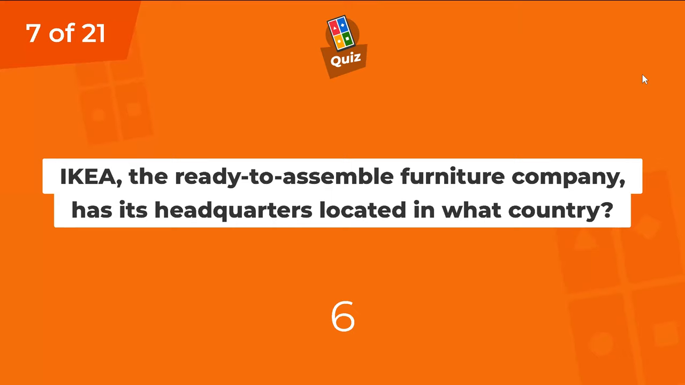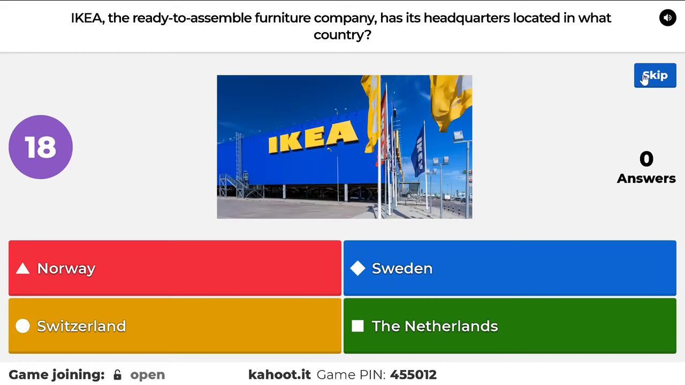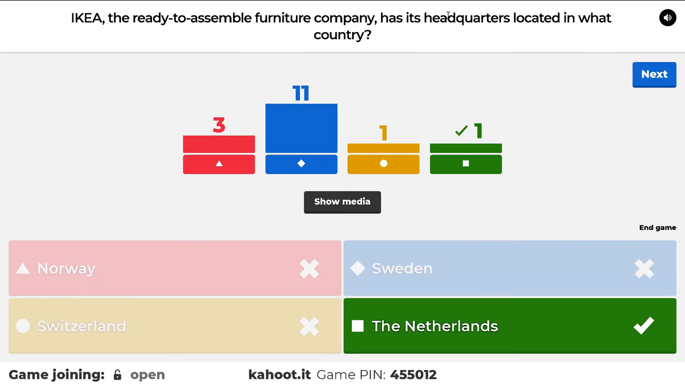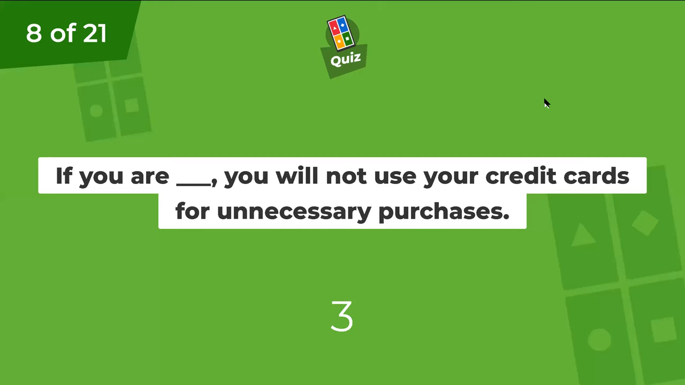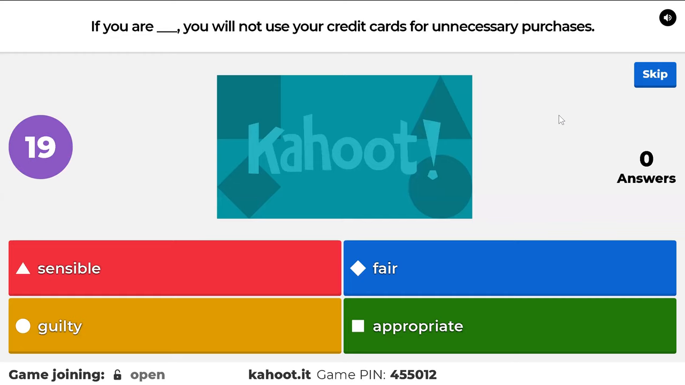IKEA, the ready-to-assemble furniture company, has its headquarters located in which country? So headquarters are the main office. Yeah, Netherlands. This is tricky. It is from Sweden. The company started in Sweden, but they have their main office in the Netherlands, I think maybe for tax reasons. Oh, sorry. If you are blank, you will not use your credit cards for unnecessary purchases.